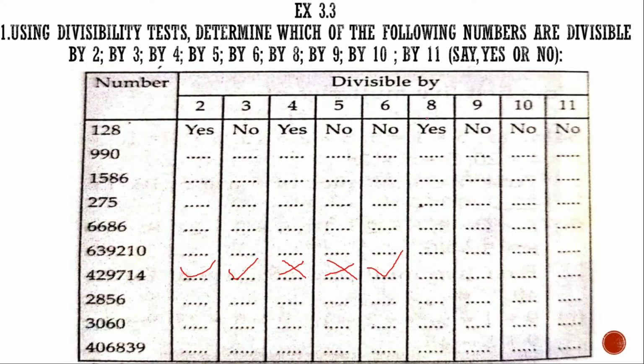Okay. Then what is the rule of 8? The last 3 digits must be divisible by 8. Here 714 is not divisible. If you want to check, you will get a remainder. Okay. So by 8 is not possible. And for 9, we got the sum of the digits as 27. Is 27 divisible by 9? Yes. So for 9 also it is possible. And for 10? No, the last digit is 4. So it is not possible.